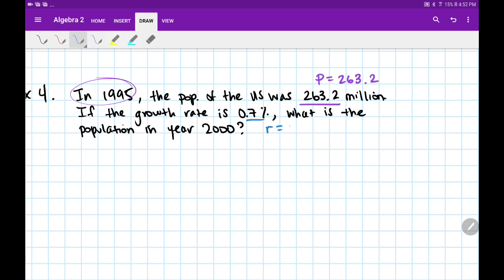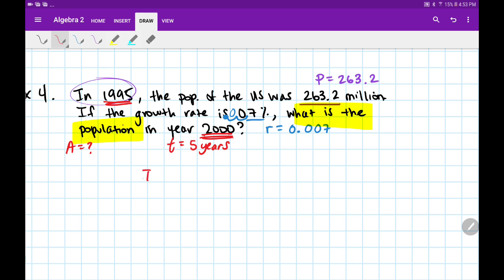That's R equals. See if you can get it right. Move the decimal over. Once, twice, you should have got 0.007. Drop the decimal, fill in with the 0. See how I did that? Okay, and then it says, what's the population in the year 2000? So that's an indirect way of telling you how much time has passed. So that means the number of years that have passed since 1995 till 2000 is actually 5 years. Since it's saying what's the population, that means that they want to know the final amount. So we need to solve for A.